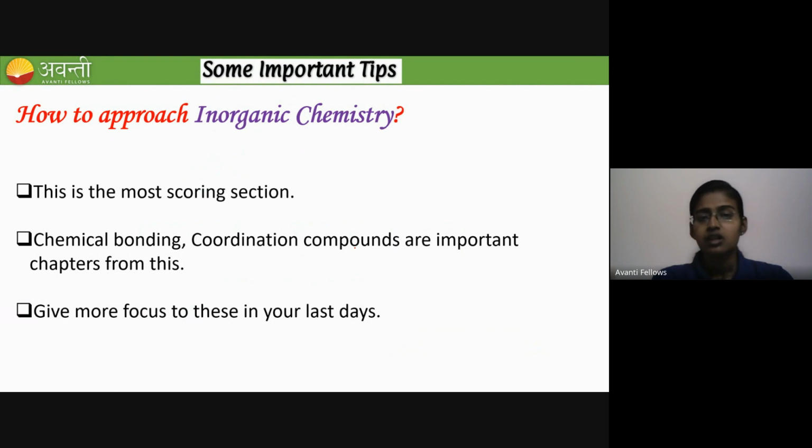More attention doesn't mean that you have to leave the other chapters like d and f block and p block. You should not leave them totally. You have to give more weightage to these, okay? More time you have to spend, so give more focus to these in your last few days.